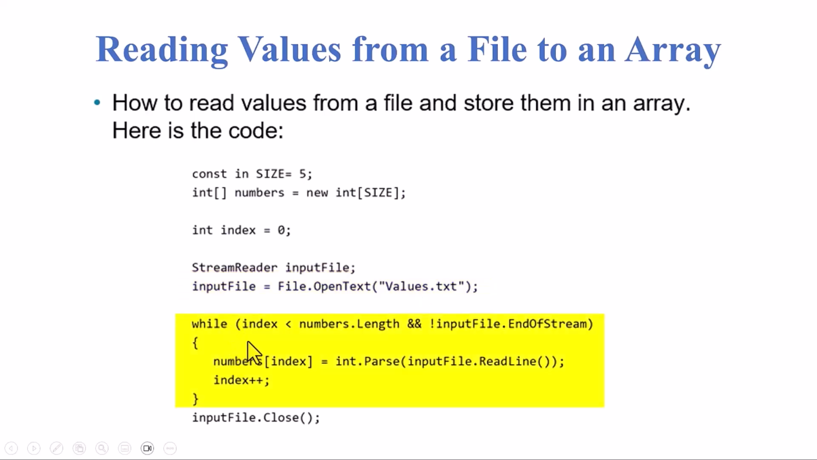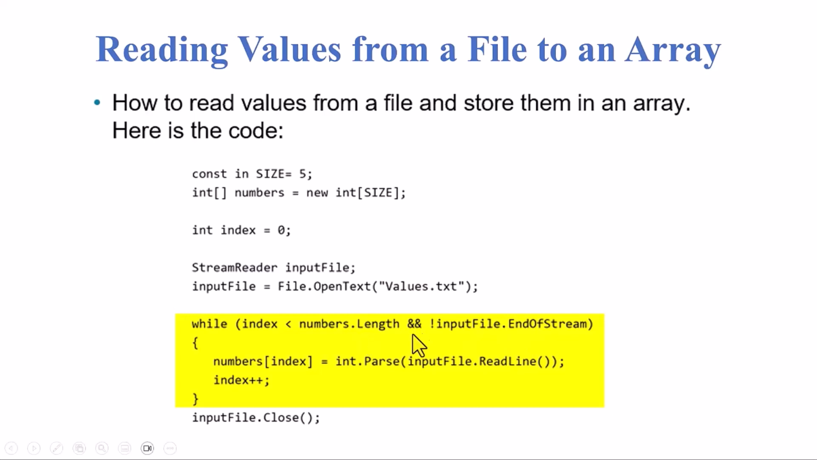And we use a while loop. A while. This is important. While index is less than numbers.Length, in other words, less than the size of the array, and also we're not at end of stream. Because we certainly want to do that. So if we hit the end of the stream, we're going to stop. If our file gets too big and it exceeds the size of the array, we're going to stop.